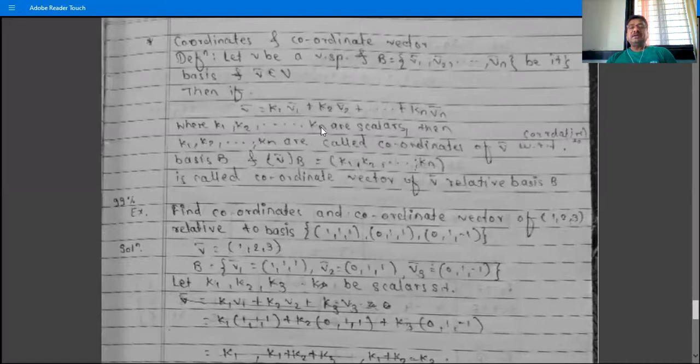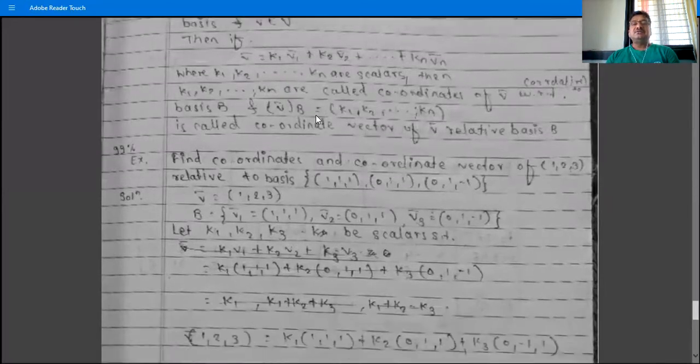So it is the repetition of the topic linear combination. Totally this topic depends on the linear combination, but this is important as far as the exam is concerned. So the straightforward question: find the coordinates and coordinate vector of (1, 2, 3) relative to the basis (1, 1, 1), (0, 1, 1) and (0, 1, -1). All these are elements of R3, and we have to find the coordinates of (1, 2, 3) with respect to this basis.